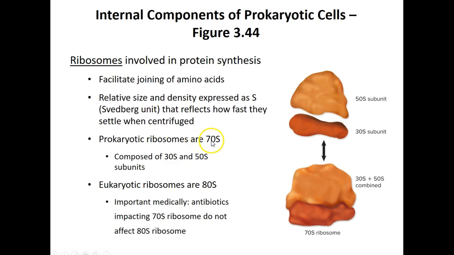So the 70S ribosomes are only in prokaryotic cells, and by contrast, eukaryotic ribosomes are actually 80S. As it says here, this is medically important because medications are designed to target 70S ribosomes, and that means they affect only prokaryotic or bacterial ribosomes, while they will leave eukaryotic 80S ribosomes alone, which means that they would do harm to a bacterium while not harming a human being.